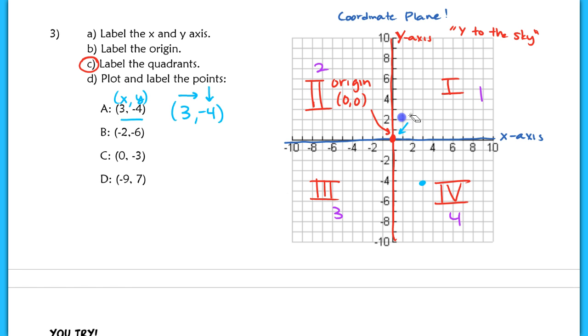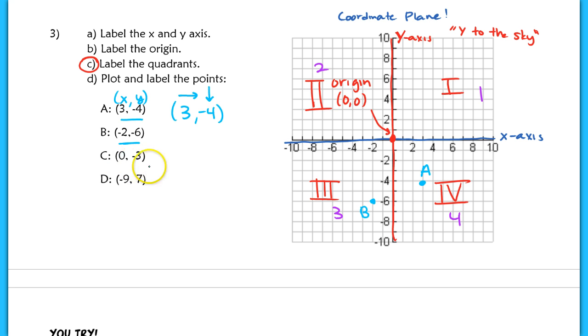I know a lot of this is review for you, but some people still mess up plotting, and it's really important that we master this skill. Now for B, I'm going to plot the point -2, -6. I start at the origin, go left 2 and down 6 units. So there's point B.